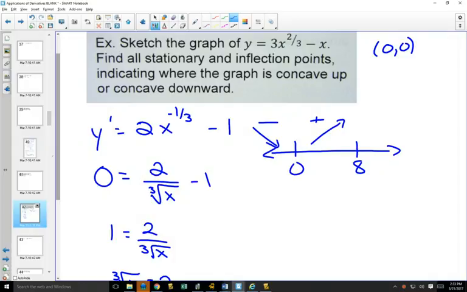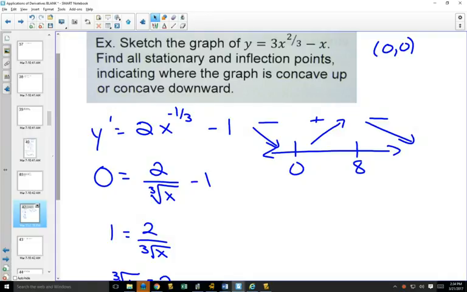And then after 8, if you choose something after 8, like 27, the cube root of 27 will be 3 on the bottom. 2/3 minus 1 will be negative. It's decreasing again. Okay, there's our first derivative.